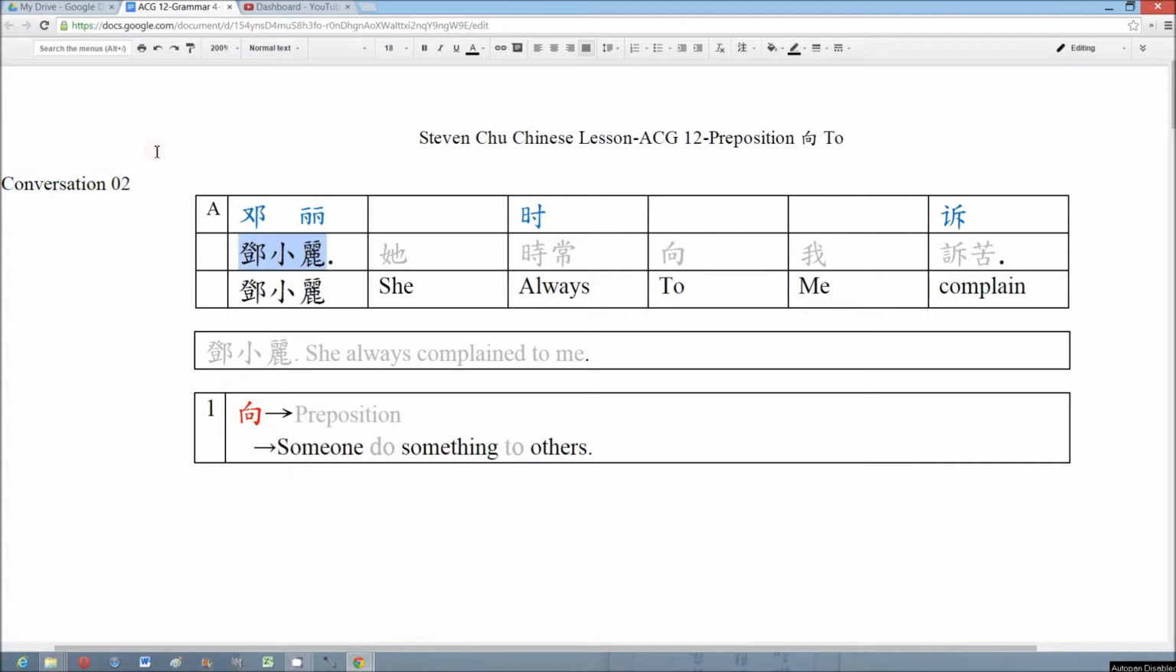邓小丽，她时常向我诉苦。邓小丽, she always complains to me. And we want to simplify the sentence, so we delete some unwanted part. And we have this one. 她向我诉苦. And this is the basic format to use 向. This is a preposition, and this format is used to show that someone does something to others.